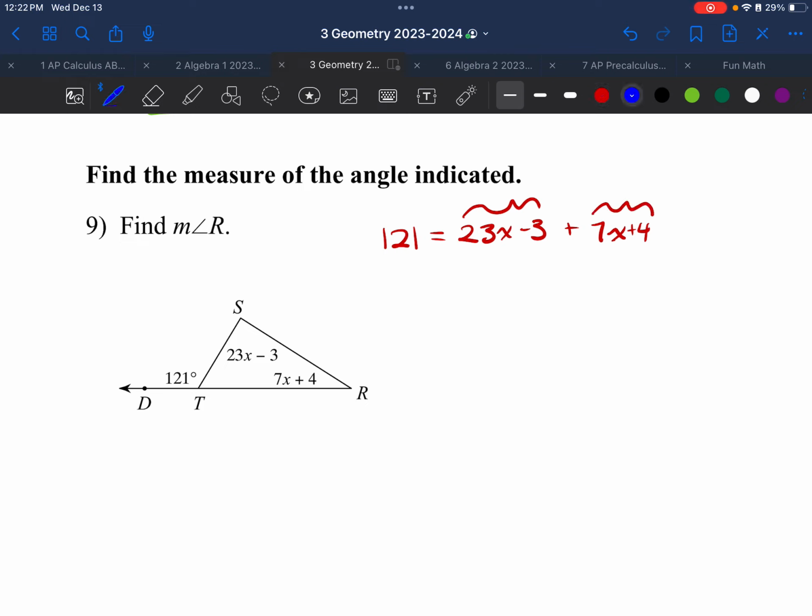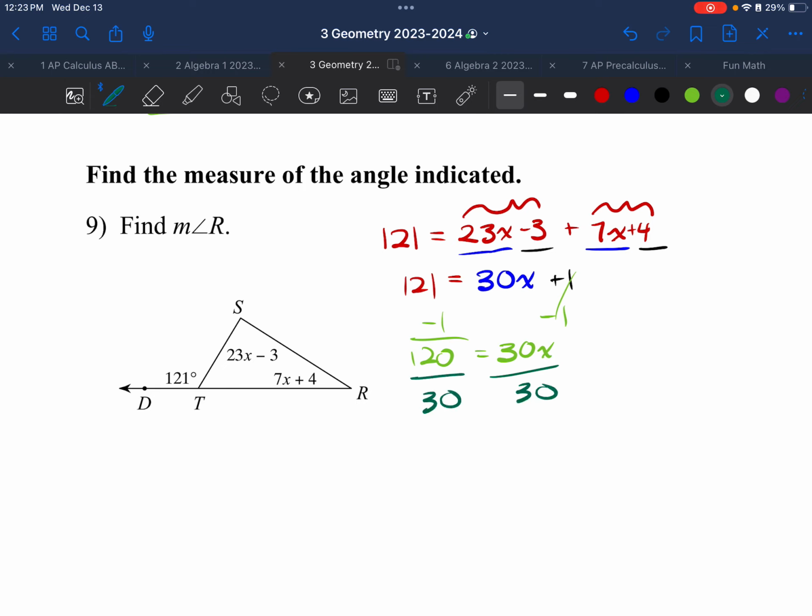So I'm going to go ahead and combine like terms. 23x plus 7x is a 30x. Minus 3 and plus 4 adds up to a positive 1. And I still have that 121 on the left. Let's go ahead and subtract the 1, giving us 120 is equal to 30x. And finally, divide by 30, divide by 30, and x is equal to 4.